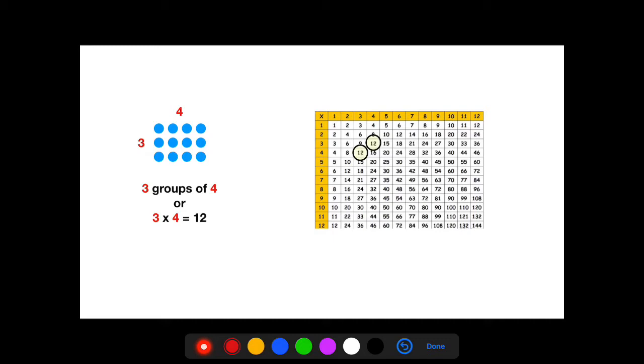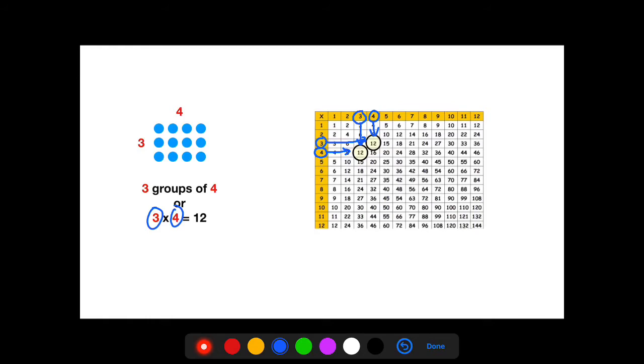So 3 times 4, those are the factors. 3 and 4 are the factors. And over here in my multiplication chart, to get 12, one way I can do it is to do 3 times 4. And this other one is just 4 times 3, right? So it's just the reverse. So 3 and 4 are factors of 12 because I can multiply them together.